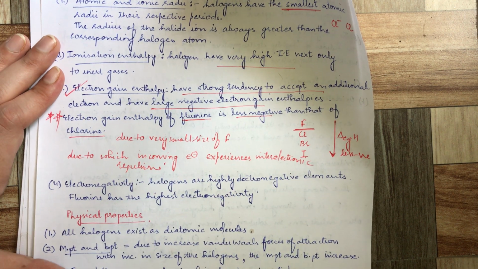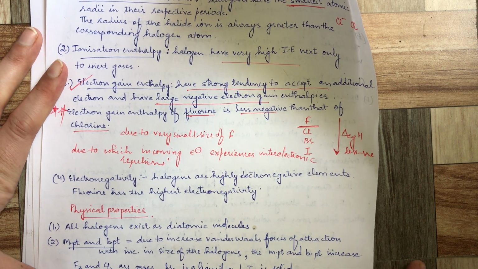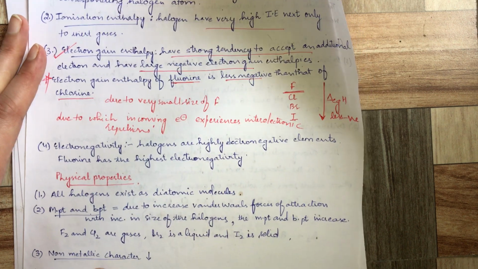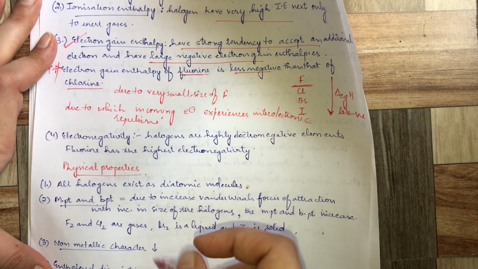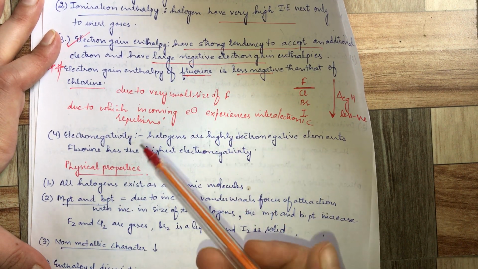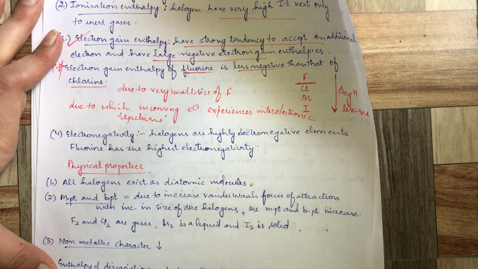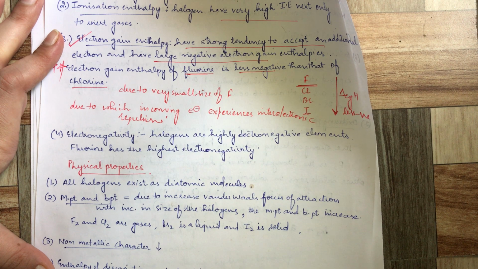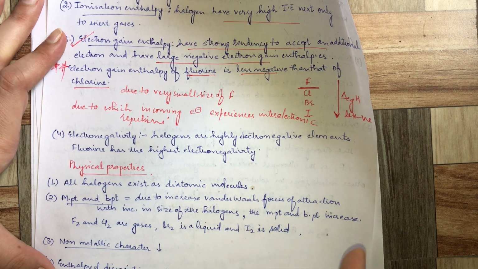Right, in detail we had discussed this in the oxygen and sulfur case. You can refer to that. If you understood, highly appreciable. Next, we talk about electronegativity. Halogens will have high electronegativity. They are highly electronegative elements, and fluorine, which is the most electronegative element, belongs to this group.